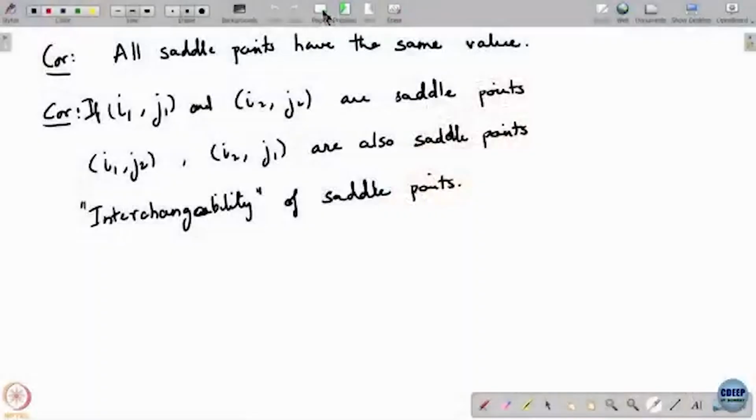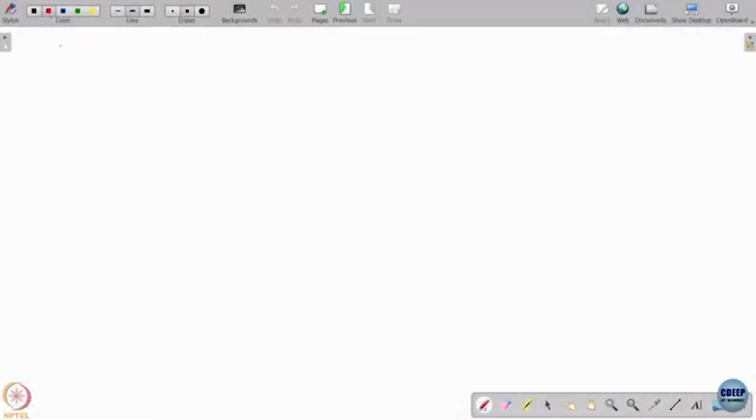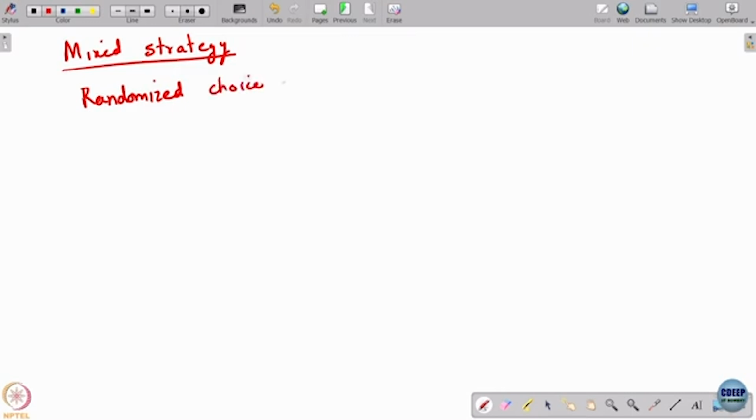This is what is called a mixed strategy. A mixed strategy is basically a randomized choice of a pure strategy. This is one way of interpreting it, but mathematically this is good enough, so we will just use this description: it is a randomized choice of a pure strategy.